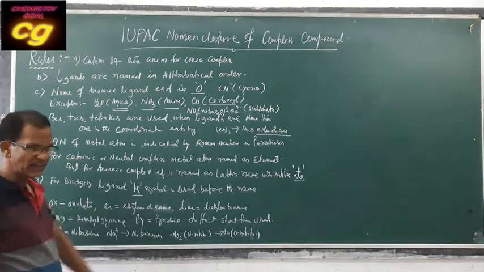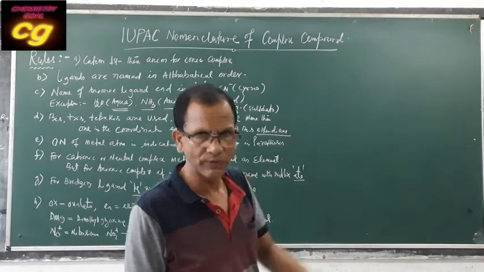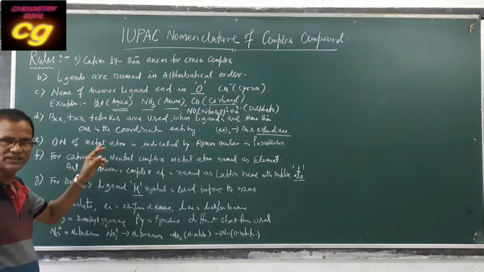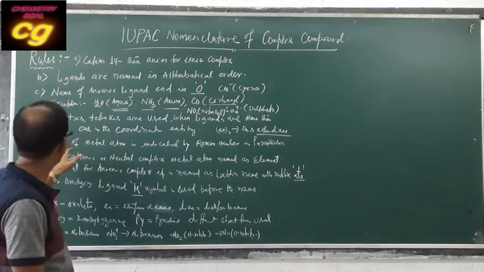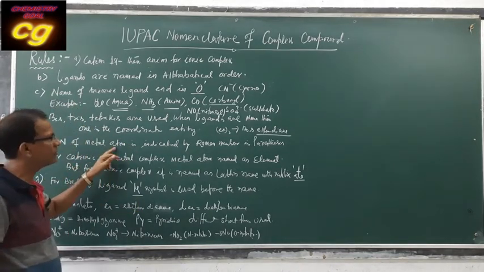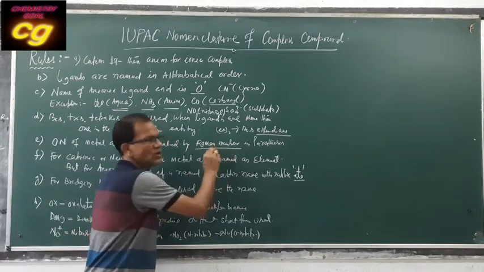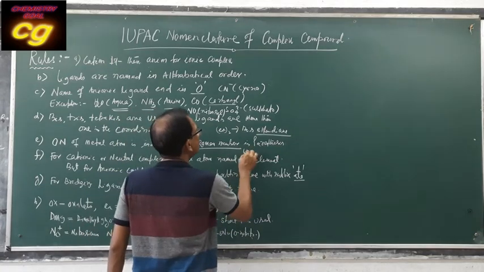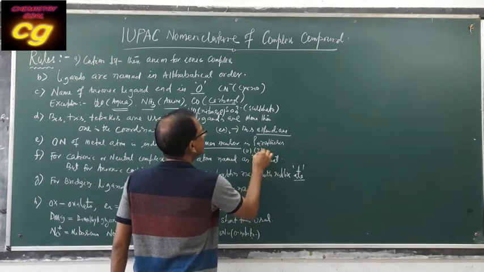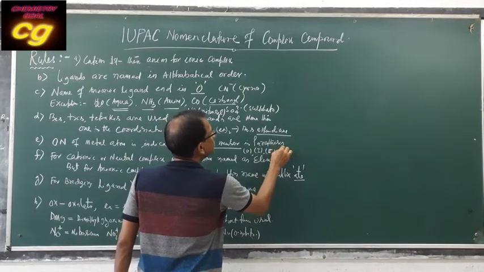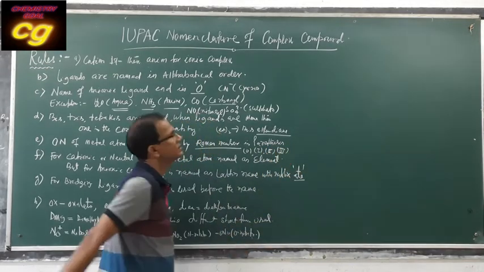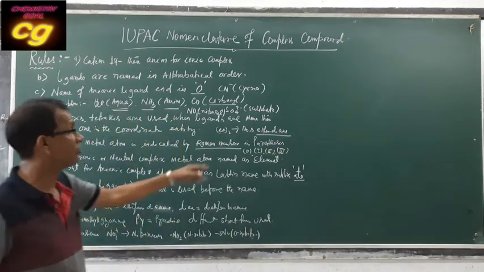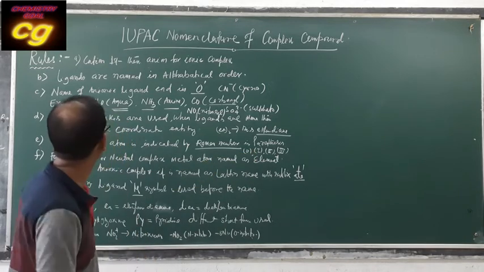Then in a complex, the metal atom has two types of valency. One is primary valency, another is secondary valency. The primary valency satisfies the oxidation number. So the oxidation number of the metal atom is indicated by a Roman numeral in parentheses, like 0, 1, 2, 3. That indicates the oxidation number of the metal atom in the complex.